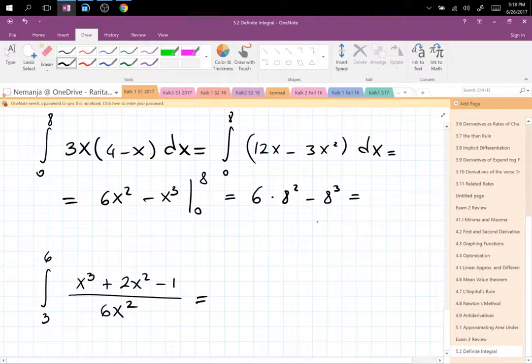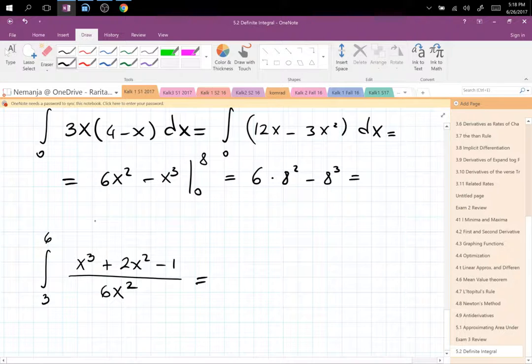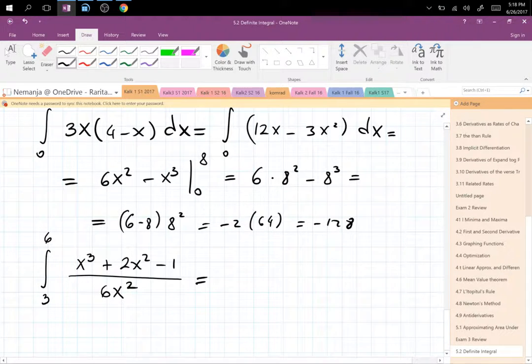And you want to learn some of the computing skills? Look at this. You have 6 times 8 squared and 8 times 8 squared. So this is actually 6 minus 8 times 8 squared, which is negative 2 times 64, which is negative 128.